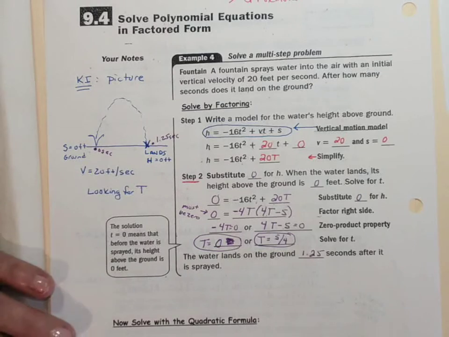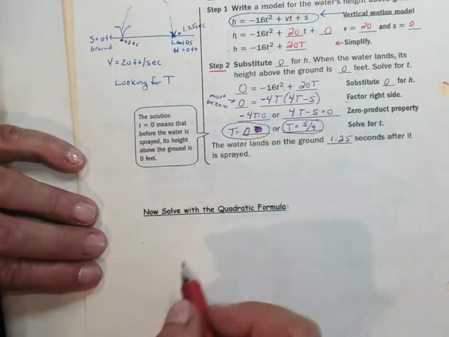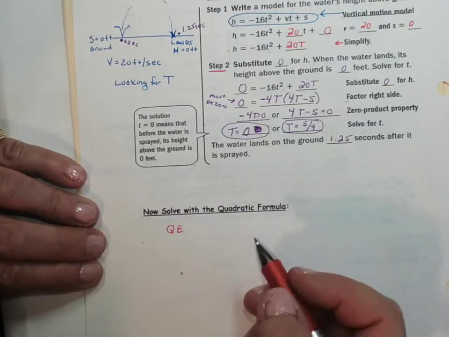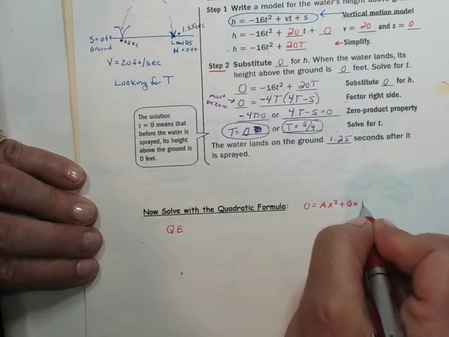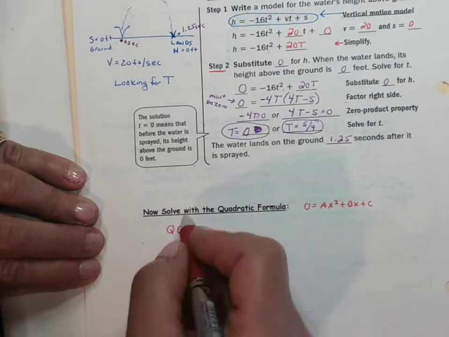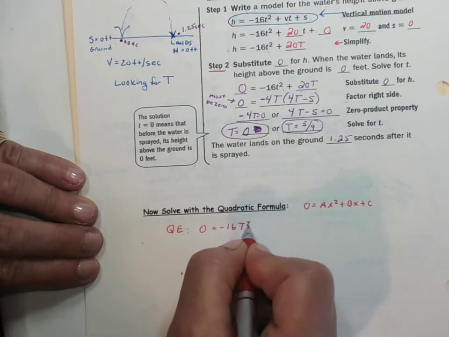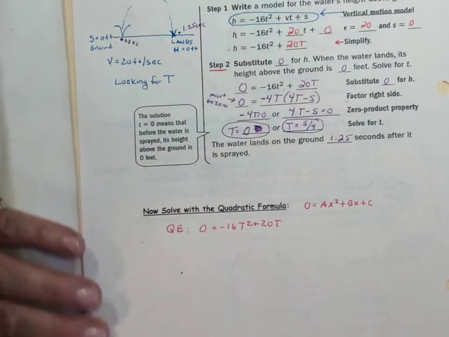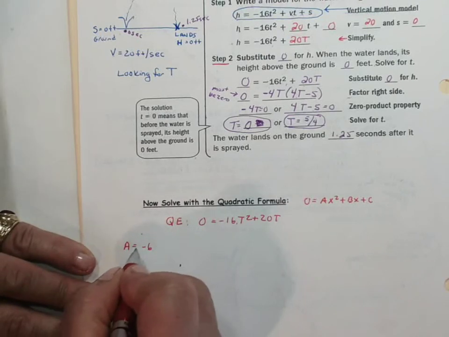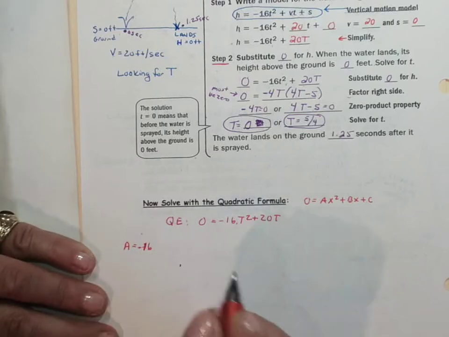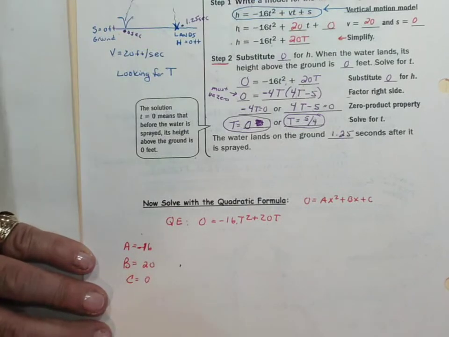So let's just go through and review the quadratic formula. We have our quadratic equation, and remember the standard form is 0 equals ax squared plus bx plus c. And so our equation is 0 equals negative 16t squared plus 20t. So A is equal to negative 16. B is equal to 20. And C is equal to 0.